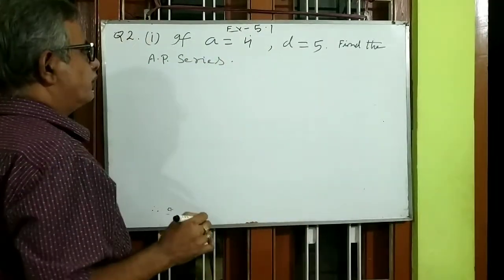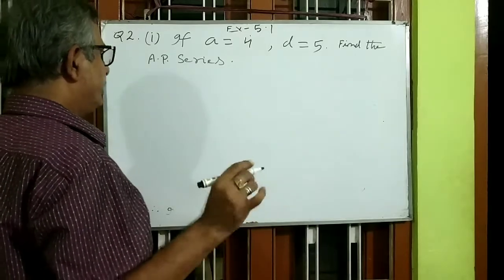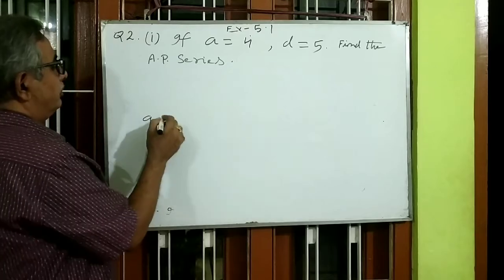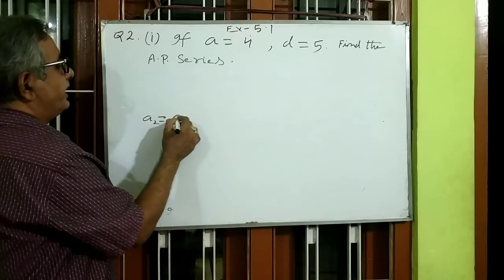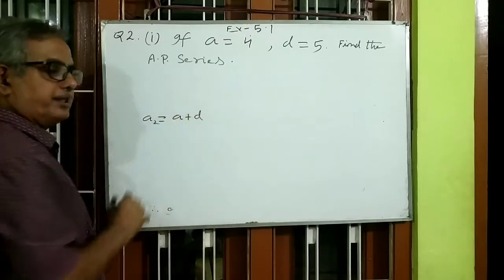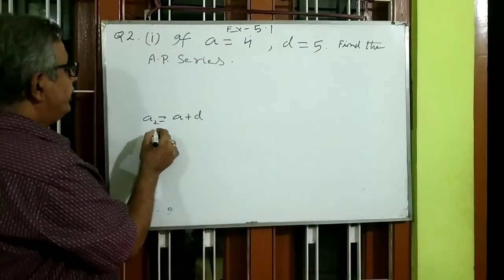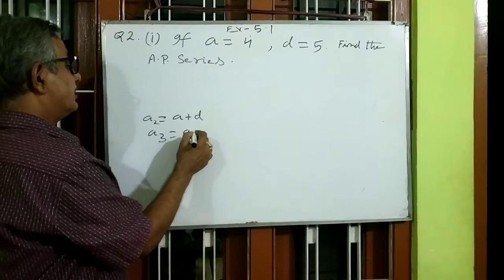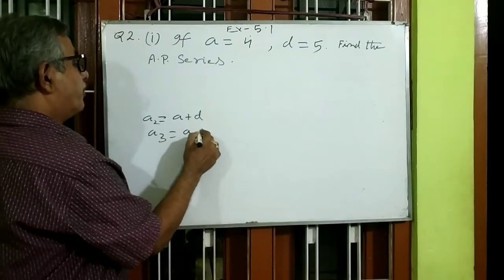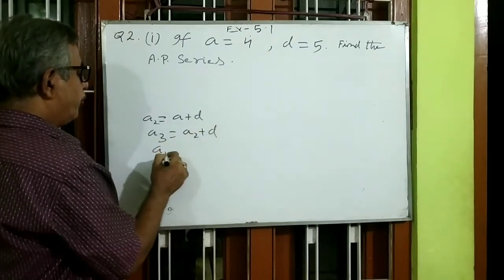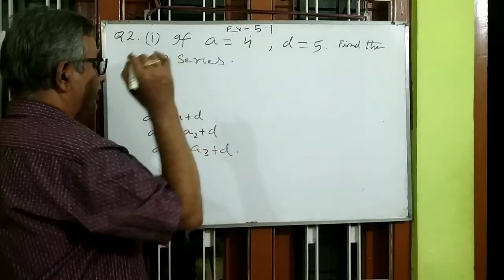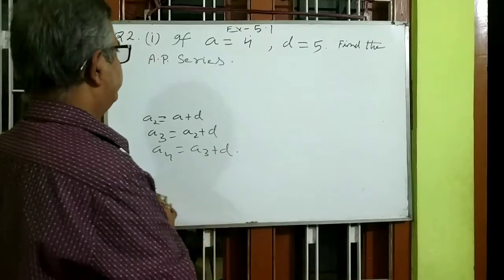Here you can do like that. You remember: A2 is equal to A plus common difference. A3 is equal to A2 plus common difference. A4 is equal to A3 plus common difference. Like that we can use.